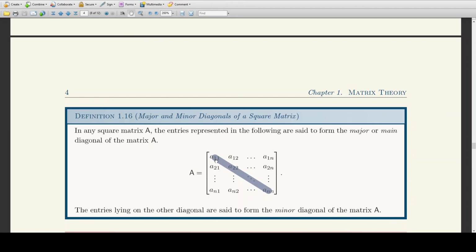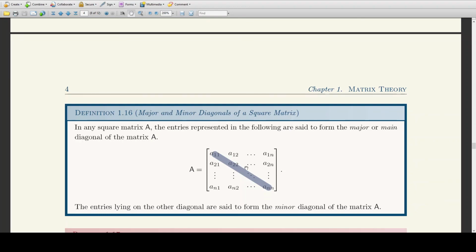For example, this is A11. The other one is A22. The other one is A33. So the row index and the column index are equal on all of them. The other diagonal, which goes from here, A1n, and goes in this direction, is called the minor diagonal. It doesn't play that much of a role in matrix theory. The main diagonal is very important. Is that clear? So that's the definition.